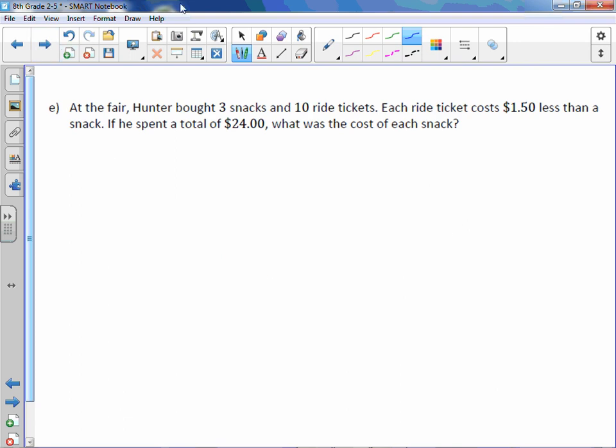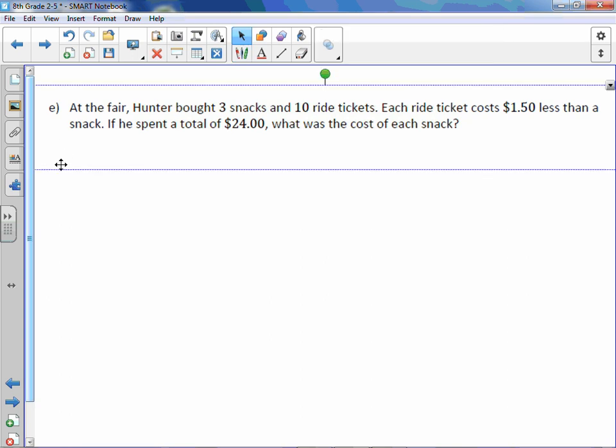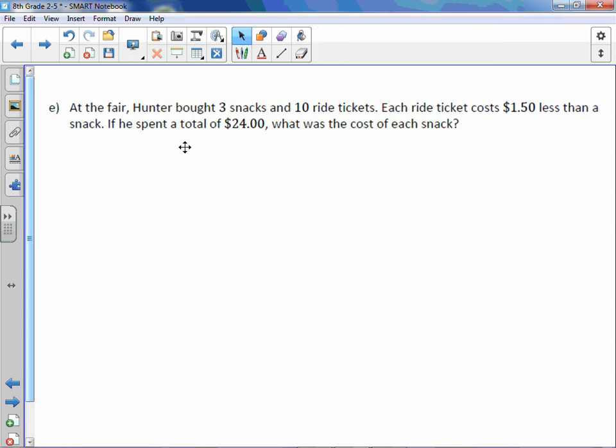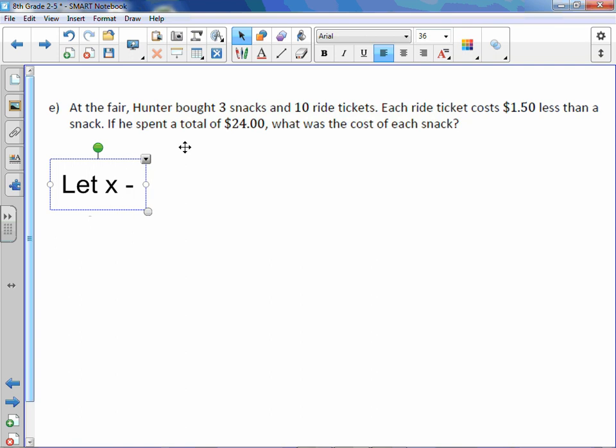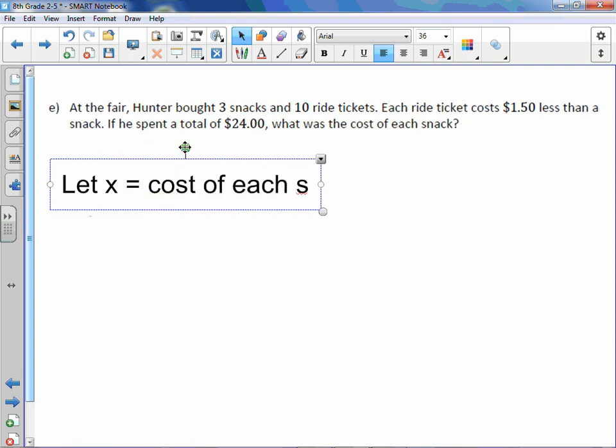Letter E. At the fair, Hunter bought 3 snacks and 10 ride tickets. Each ride ticket cost $1.50 less than a snack. If he spent a total of $24, what is the cost of each snack? So we first must start with our let statement. We are looking for the cost of each snack. So let x equal cost of each snack.